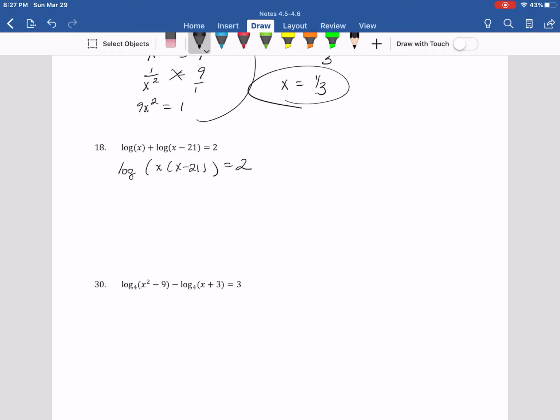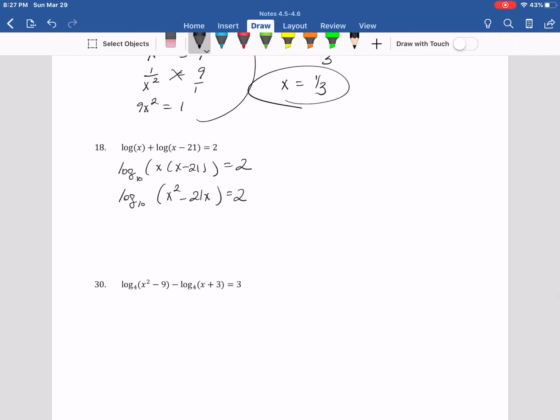Now, it doesn't say what the base is of this logarithm, but does anybody know what it is? And you're all screaming at me right now, it's base 10. Yeah, it's a common log. It's not specified, so it's understood to be base 10. So think of this as log base 10 of x squared minus 21x equals 2.